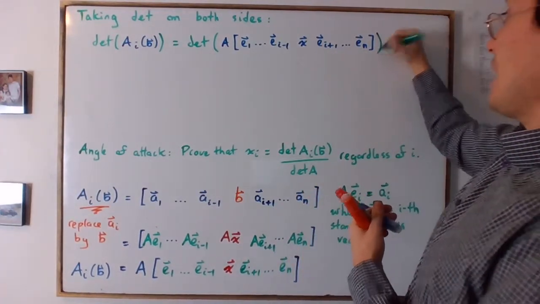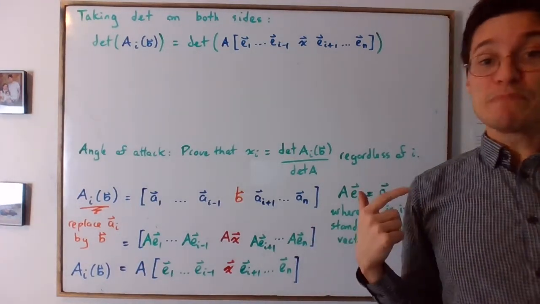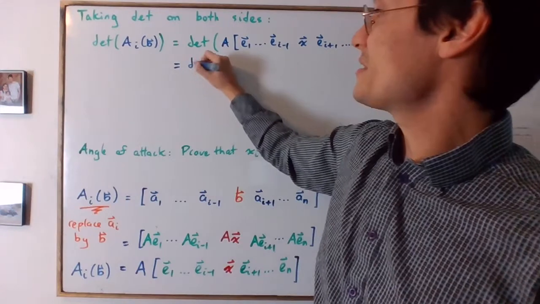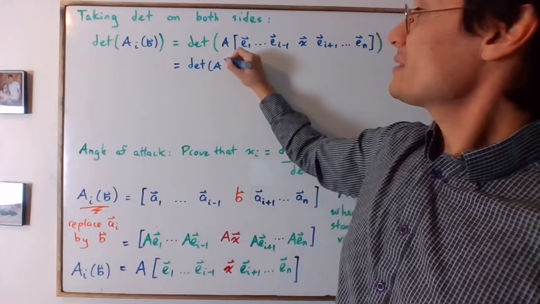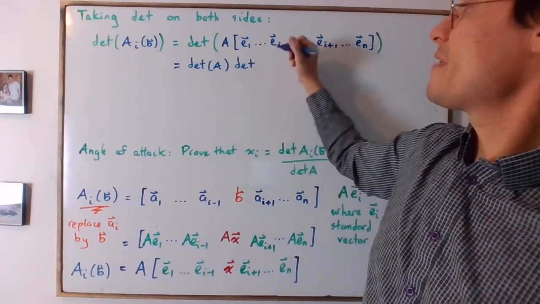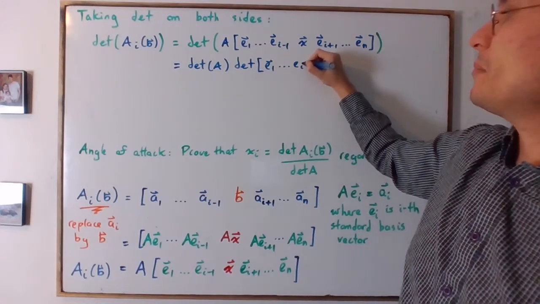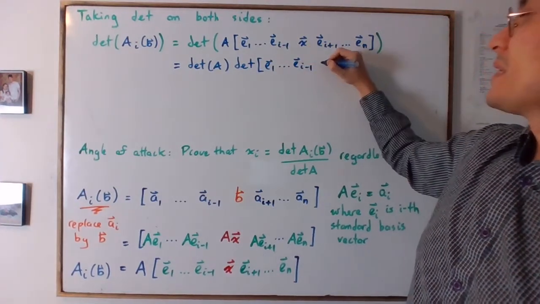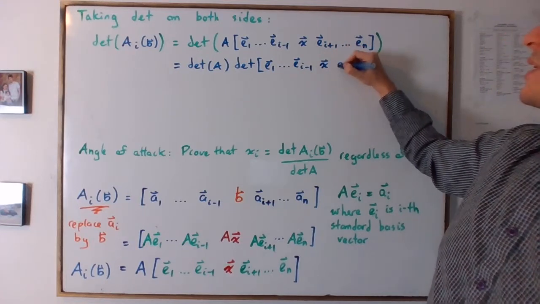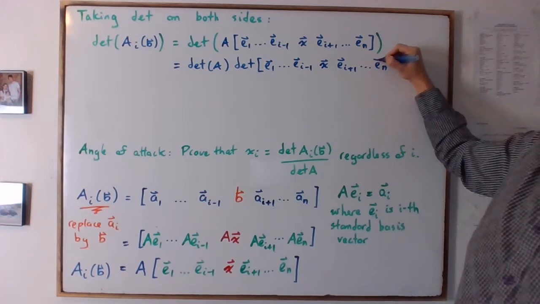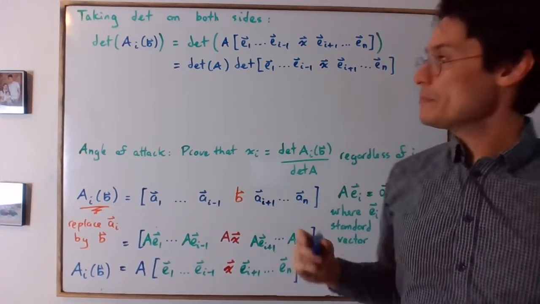And then the idea is to use the multiplicative property of the determinants to say that this is the determinant of A times the determinant of this matrix: E1 up to E_{i-1}, then X, E_{i+1}, all the way up to EN.